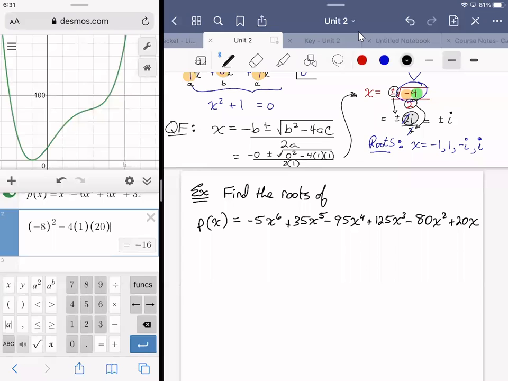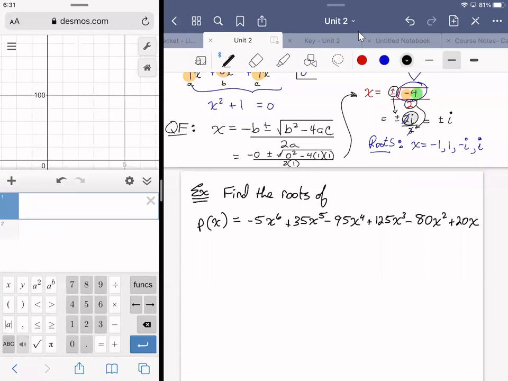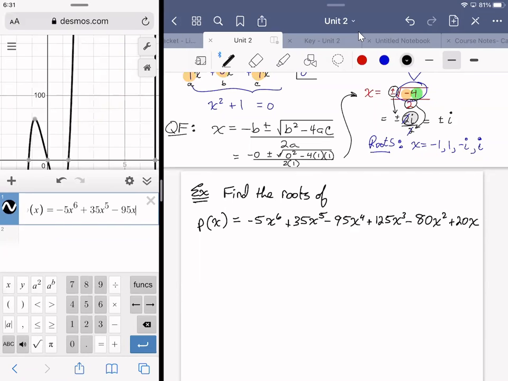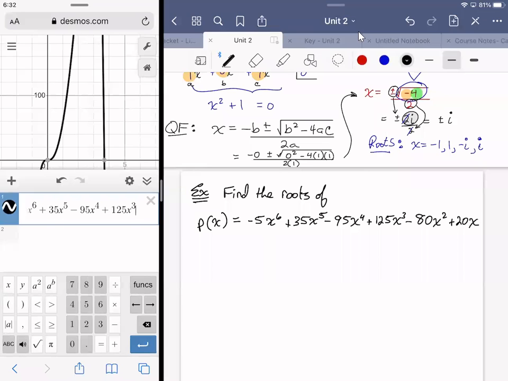So what I would first do is take this glorious looking function and pop it in: -5x to the 6th plus 35x to the 5th minus 95x to the fourth plus 125x to the third minus 80x squared plus 20x.